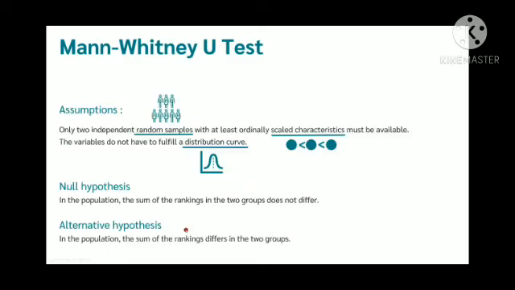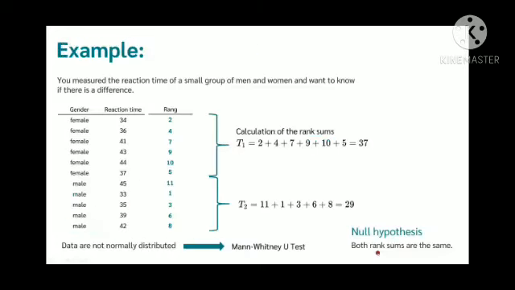The assumption of the Mann-Whitney test is that there are two independent random samples with at least an ordinal scaled characteristic. The variables do not have to follow a distribution curve. In the null hypothesis, in the population, the sum of the rankings in the two groups does not differ, while in the alternative hypothesis, in the population, the sum of the rankings differs in the two groups.